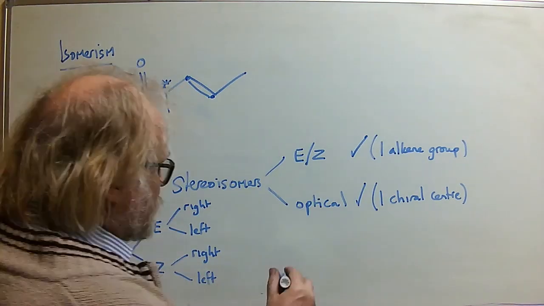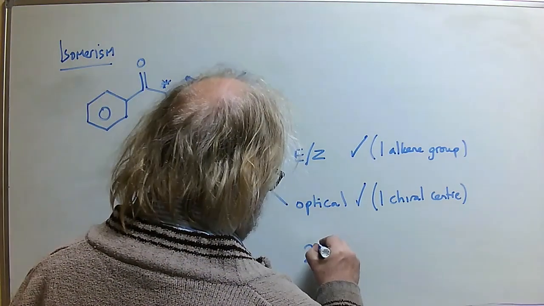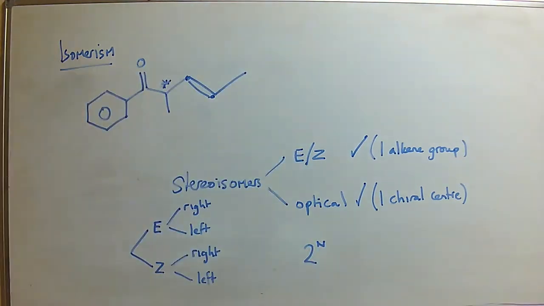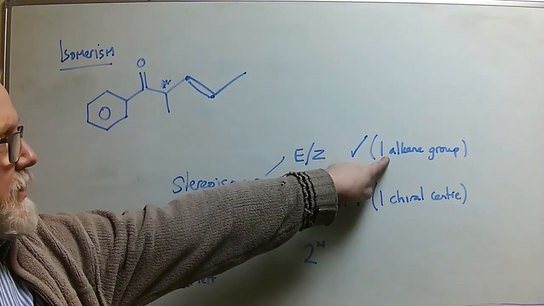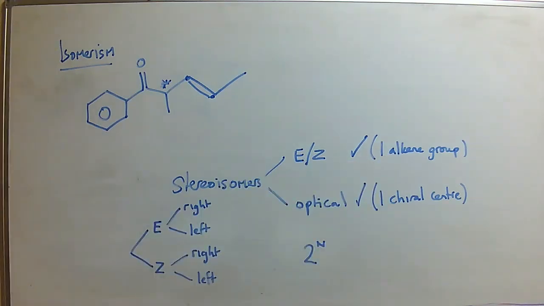The general rule, which will usually give you the right answer, is that you can have 2 to the n stereoisomers, where n is the sum of the number of EZ type alkene groups and the number of chiral centres. So that's worth remembering. But usually they won't give you big numbers like that, but 2 to the n is the rule if you do get bigger numbers to work with.